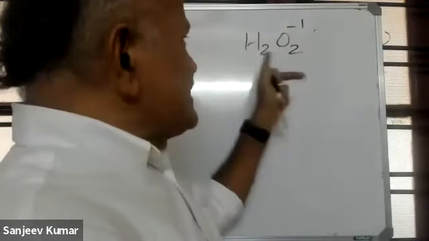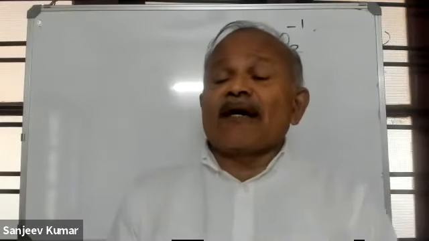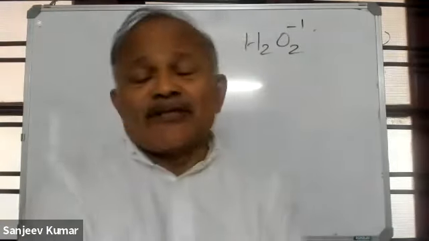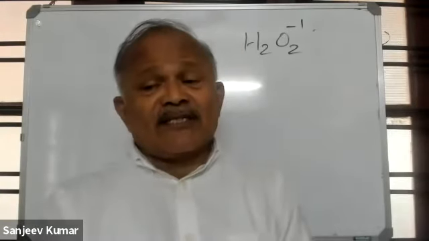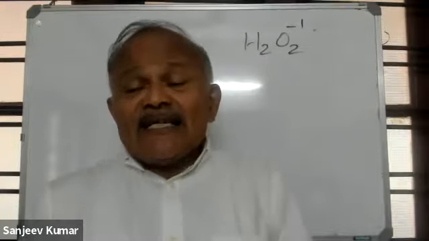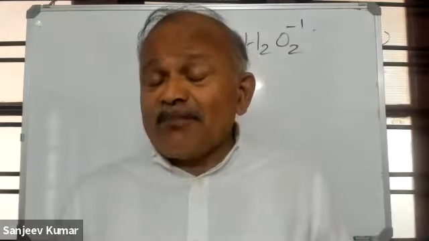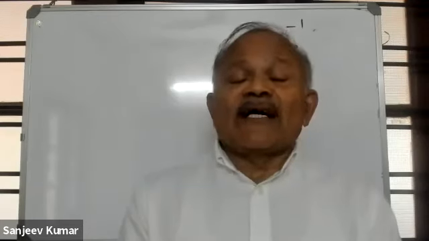But when hydrogen peroxide is converted to water, the oxidation number of oxygen becomes -2. That is, from -1, it decreases to -2. That means it is being reduced. Decrease in the oxidation number is reduction. And when it is reduced, it acts as an oxidizing agent. So hydrogen peroxide can act as an oxidizing agent as well as a reducing agent. And whenever it acts as an oxidizing agent, it itself gets reduced and becomes water.